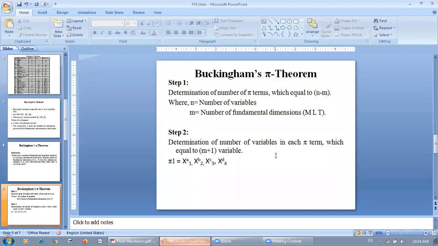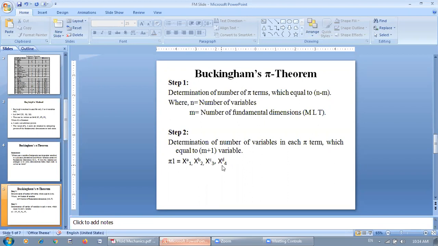So once we get the number of items, every item has some variables in it. So how many variables will there be? That variables is equal to m plus 1, where m is number of fundamental dimensions. So m will remain constant. So in every item there will be 4 variables, that is 3 plus 1. M plus 1 is equal to 3 plus 1, which is equal to 4 variables, sorry. So if I want to write the first item, that is pi1, it contains 4 variables, that is x1, x2, x3 and x4.